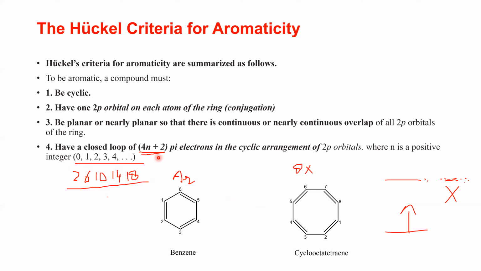And the 8 doesn't exist in 4n plus 2 if we put in any integer value. So it means this is not fulfilling the fourth point, so this is a non-aromatic compound. Overall, this has conjugation, this is cyclic, this is planar, but this is not fulfilling 4n plus 2. So on the basis of all these 4 points, you have to check whether the given compound is aromatic or not, right?